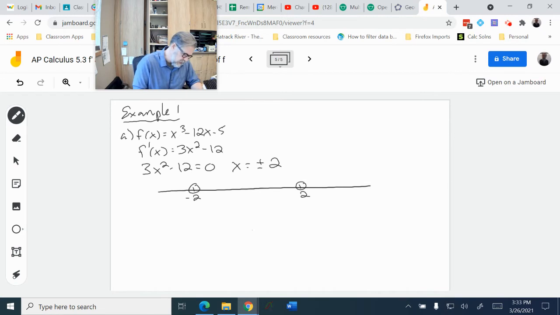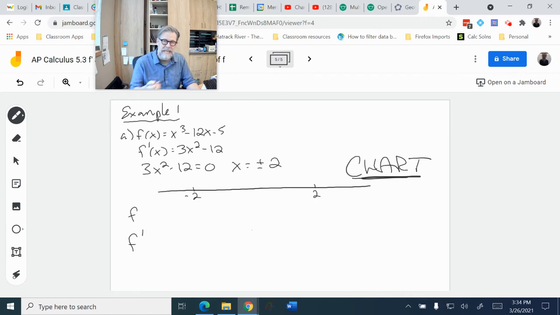Now, I'm going to set this up a little bit differently. And I'm going to start by just drawing a number line. And guys, this chart is something that you are going to want to do a lot of throughout this section and continuing, because we are going to analyze the function and the derivative. And the easiest way to analyze it and make sense of it is to just lay it out on a chart.